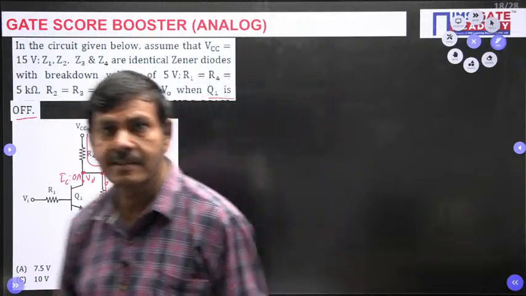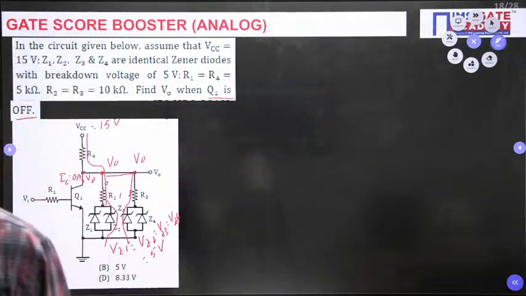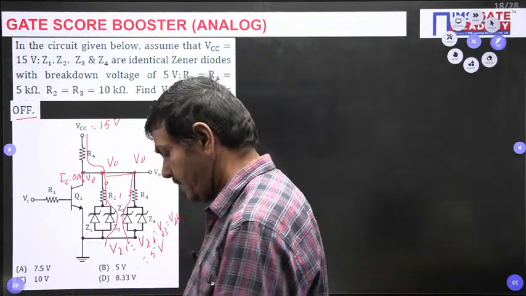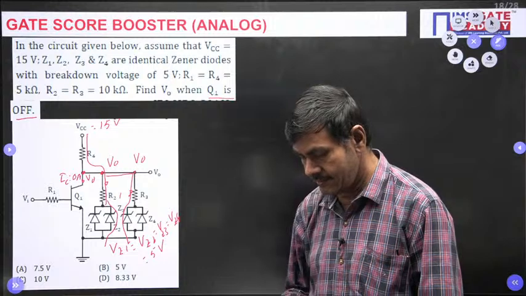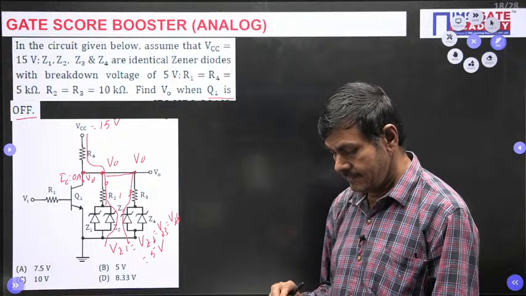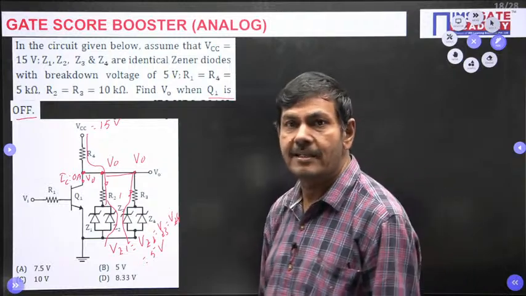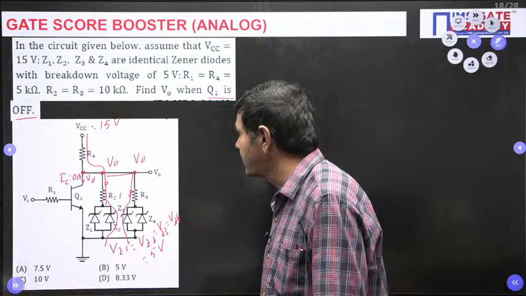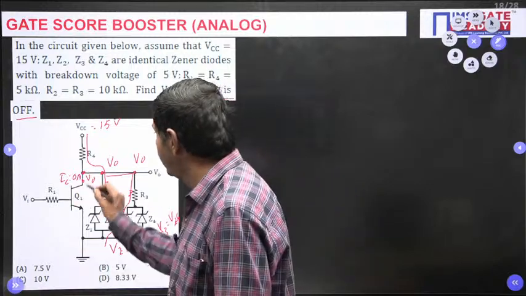Yes, Akant Sharma says option C, 10 volts. I will check now. Yes, 10 volts is perfect, 100% perfect. You are getting that value very perfectly. So whenever it is off, V0 is 10 volts.